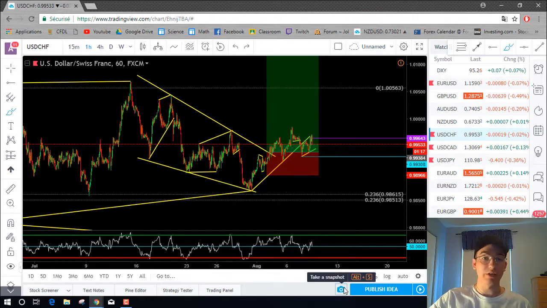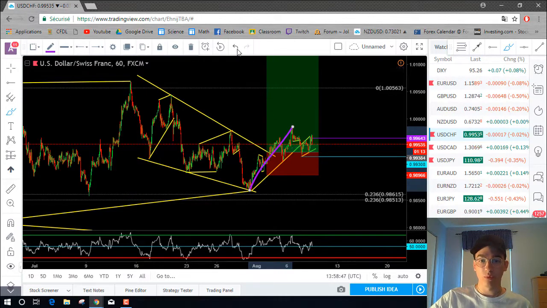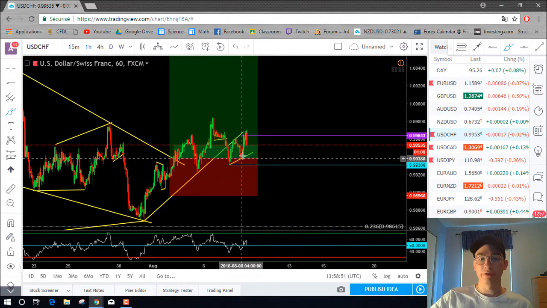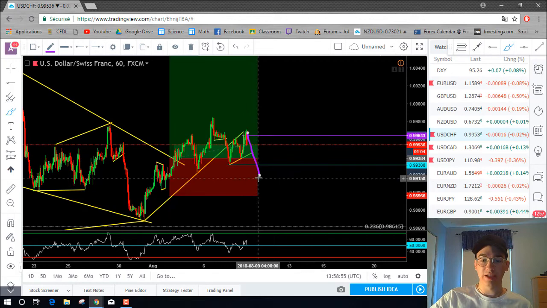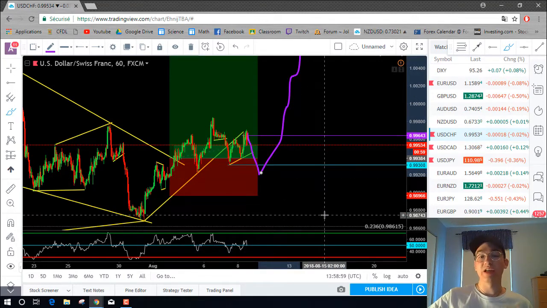That is one possibility. The other possibility is that this actually turns out to be one up wave, and here you are making a more complex correction. So the other possibility is that you just come down here, breaking this level, and then seeing more upside. So these are pretty much the 2 possibilities that I'm looking at.